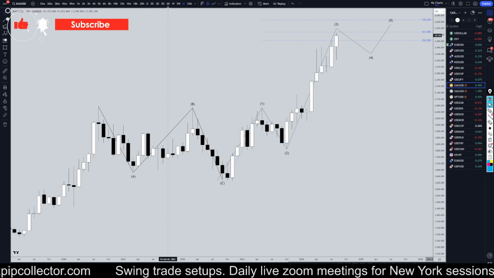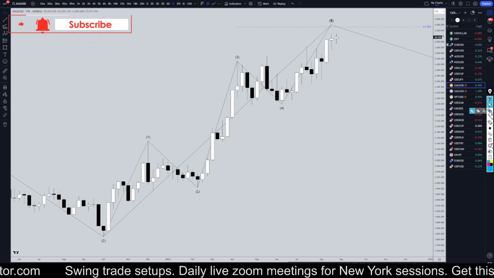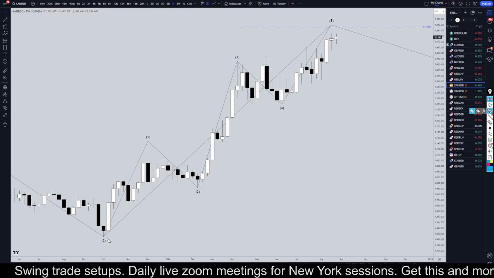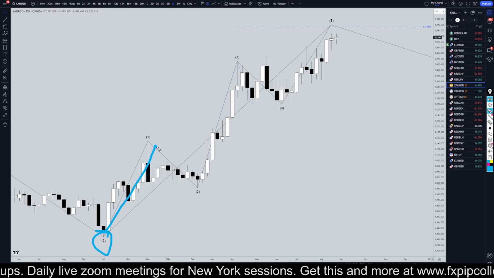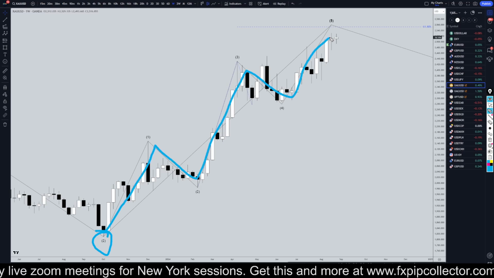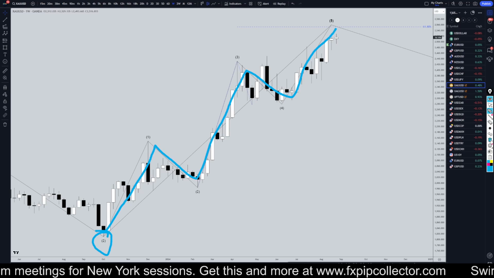So let's take a look at it on the weekly time frame. On the weekly time frame, definitely still looks like this is the end of a wave 2 down here. This is all subdivisions of the wave 3. So 1, 2, 3, 4, and 5 of wave 3, I believe.